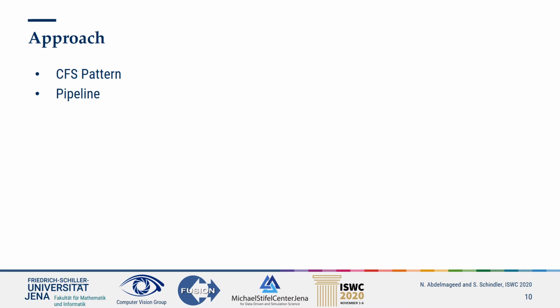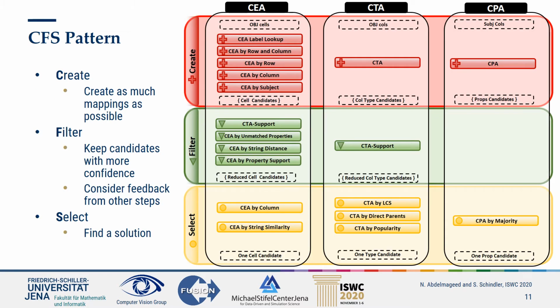JenTab follows a CFS pattern. In the following slides, I will explain the pattern and its pipeline. The CFS term stands for Create, Filter, and Select. The figure represents the three stages of the approach. Each stage covers the three tasks jointly. The Create stage aims at generating as large a pool of candidates as possible, where the Filter stage tries to reduce the generated candidate sets by using different contexts from other tasks. Finally, the Select stage chooses only one candidate from the remaining set for each task.